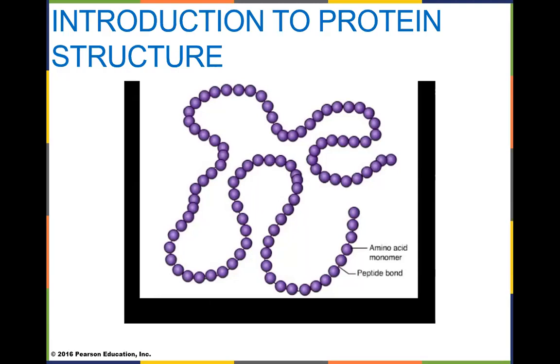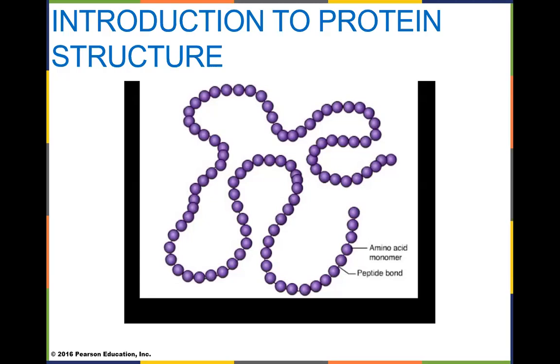Basically, when a cell makes a protein, these little purple beads here represent each of the amino acids, and whatever the order dictated by the DNA is the order that the amino acids are going to be linked one to another. And so the cell will produce a long chain like this with every amino acid, hopefully, in its right spot in here.